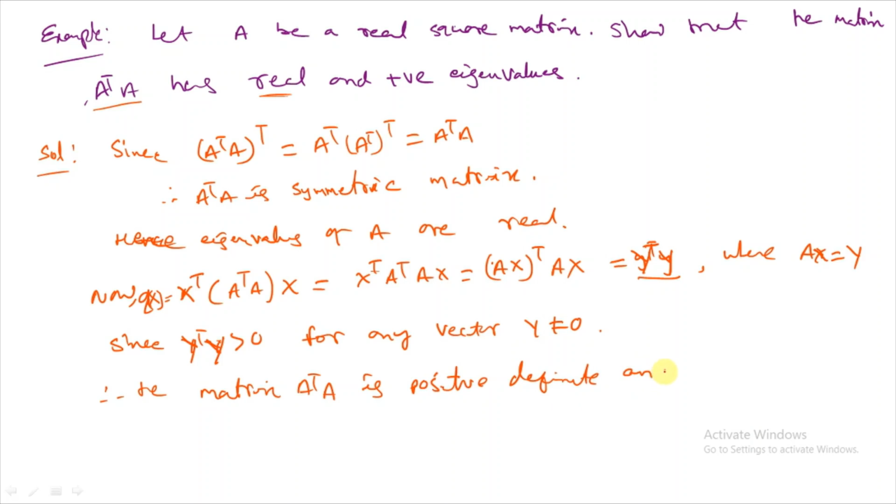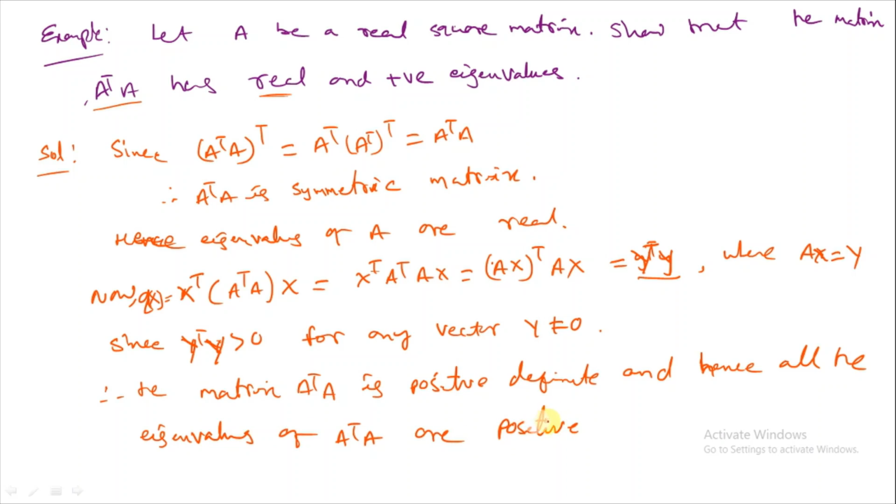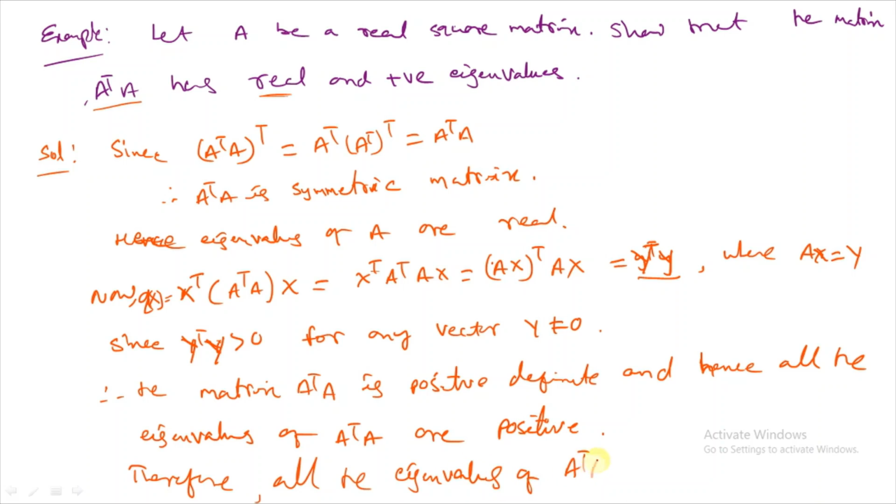Hence, positive definite means all the eigenvalues of A transpose A are positive. Therefore, all the eigenvalues of A transpose A are real and positive.